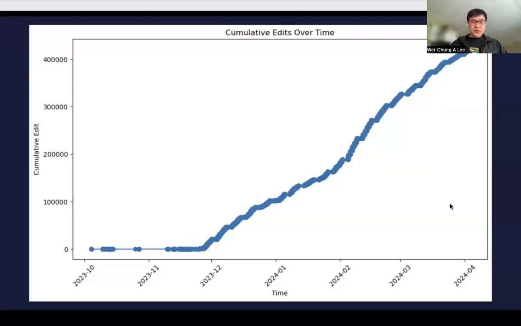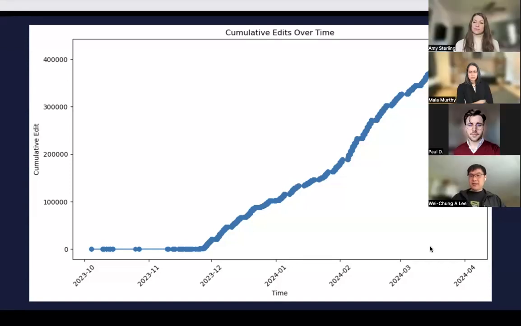Since the end of last year, there have been over 400,000 edits to generate the neurons that have been proofread so far. This is in comparison to the completed FlyWire FAFB dataset, which is I think around 3 million total edits. So we're about a sixth of the way there, right?